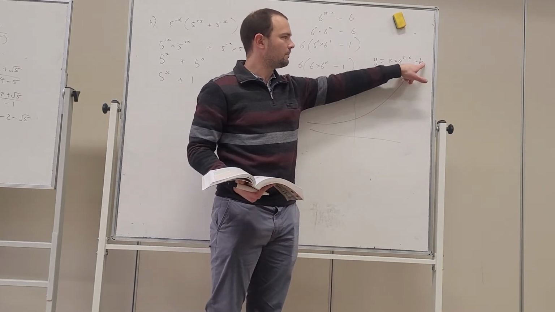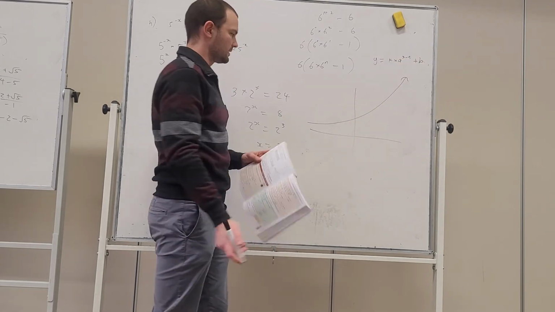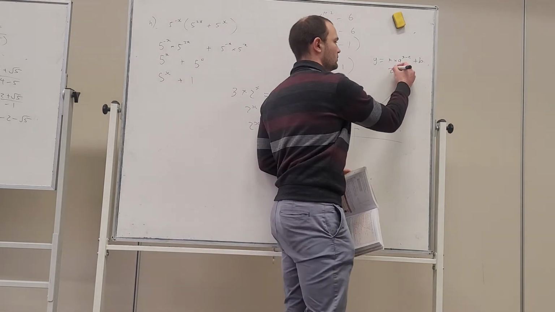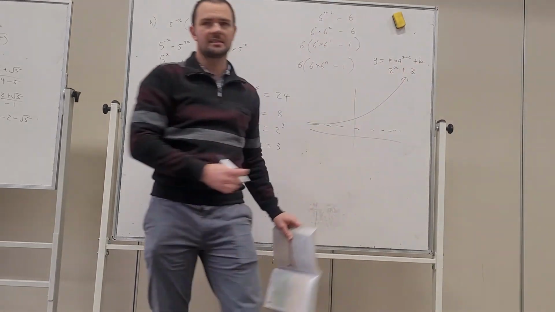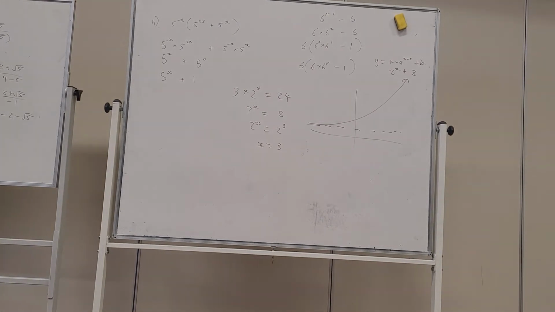But the key point of this is that this number at the end is always the horizontal asymptote. Okay, it's always the horizontal asymptote. So if you have some exponential, 2 to the x plus 3, the asymptote is y equals positive 3. If you have 2 to the x take 5, the asymptote would be y equals minus 5. So that was in H.